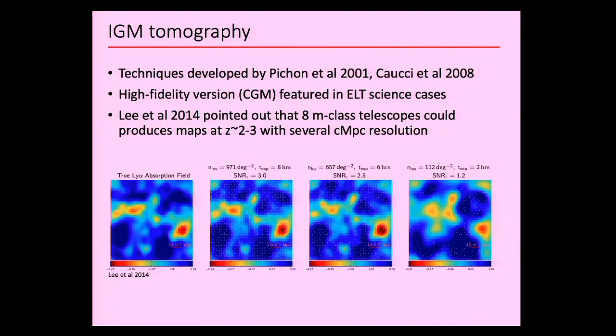But what K.G. Lee pointed out in this really interesting paper in 2014 was that we could already make some progress along those lines with current facilities, and that it should be possible to get enough sight lines toward luminous galaxies to map out the cosmic web at a useful resolution. This is from that paper. You can see a simulated Lyman-alpha absorption field, so the red regions here are the overdensities with more absorption, and then how that might be reconstructed with some notional surveys on 8-meter class telescopes. So it looks pretty good in some of these examples, and that was pretty inspiring.